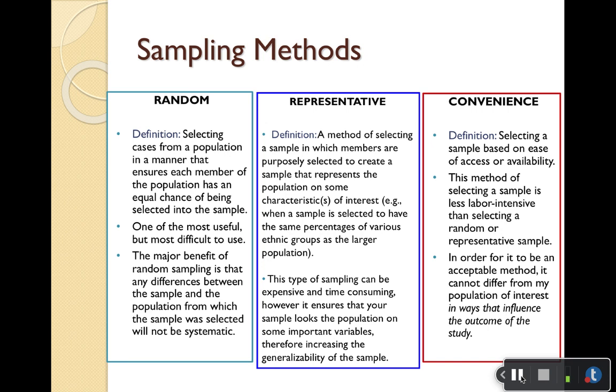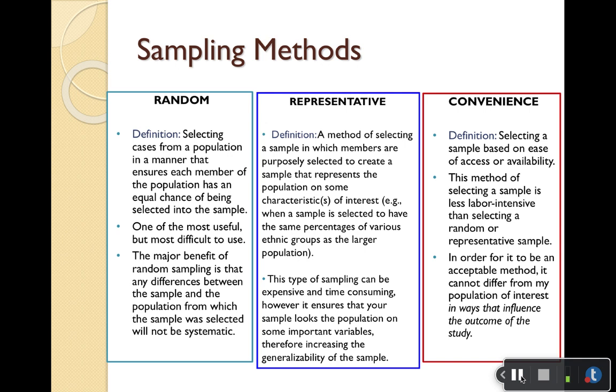So in this case, we're selecting a sample in which members are purposely selected to create a sample that represents the population based on some characteristic of interest. So for example, if you think about College of St. Mary as our population, College of St. Mary is primarily made up of female students. So we do admit men into the graduate programs, but overall the student body, the vast majority of it is female. So if we were to do a representative sample, we'd want to make sure that those proportions of men and women are roughly equal to what the actual population of the whole college looks like.